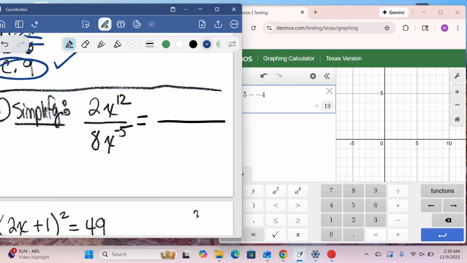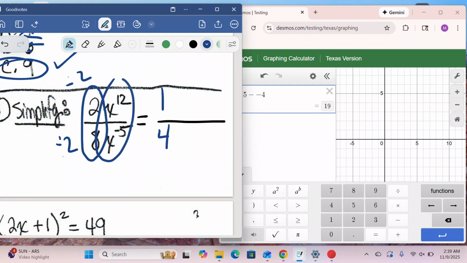And once again, I'm going to look at this and start on the second floor. Are they both divisible by 2? They are. So they are both divisible by 2. That gives me 2 divided by 2 gives me 1, and 8 divided by 2 gives me 4. Then I have a pair of x's, so I'm going to go ahead and put an x there.